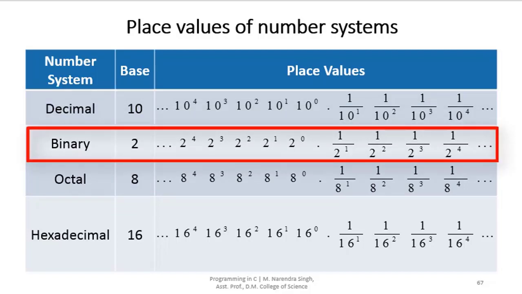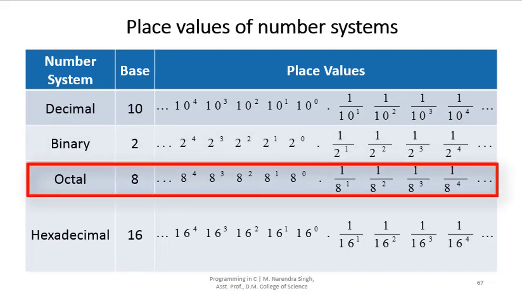Similarly, in binary, instead of powers of 10, we will be having powers of 2. To the left of the point, the place values will be 2 to the power 0, which is equal to 1, 2 to the power 1, which is equal to 2, 2 to the power 2, which is equal to 4, 2 to the power 3, which is equal to 8, 2 to the power 4, which is equal to 16. In short, the place values in case of binary to the left of the radix point will be 1, 2, 4, 8, 16, and so on. And to the right of the radix point, it will be 1 by 2, 1 by 4, 1 by 8, 1 by 16, and so on.